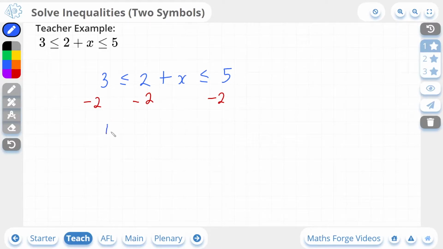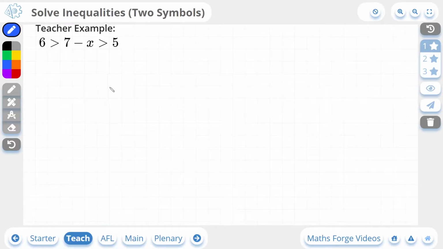3 minus 2 is 1, which is less than or equal to. The 2 minus 2 cancels out, leaving us just with an x. And then finally we have 5 minus 2, which is 3. Now we have solved this inequality. The value of x is in between 1 and 3 inclusive. And if we check our answer, there it is.